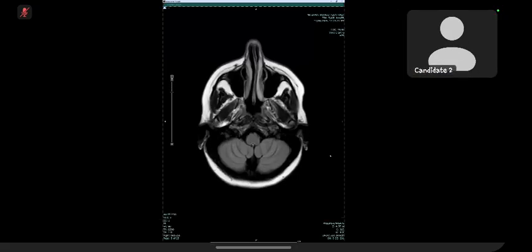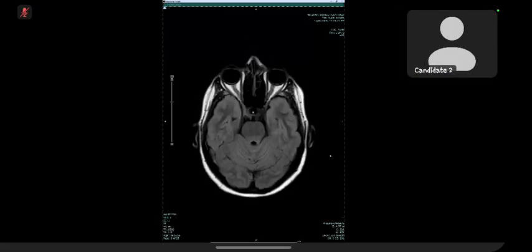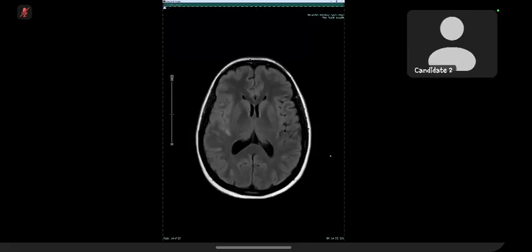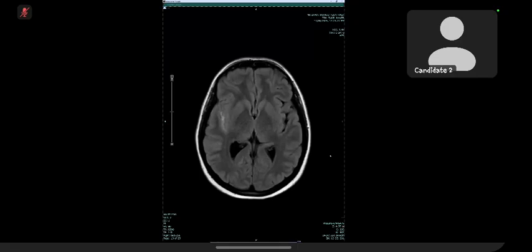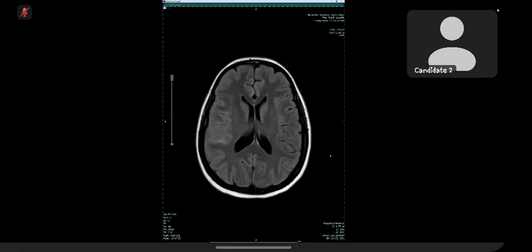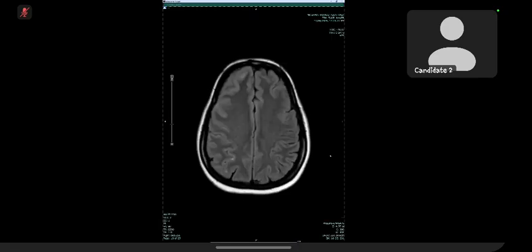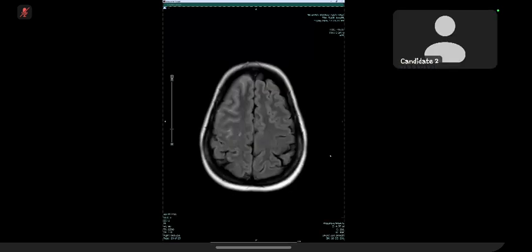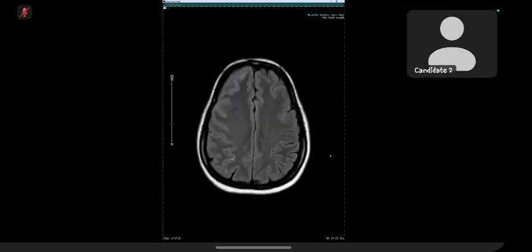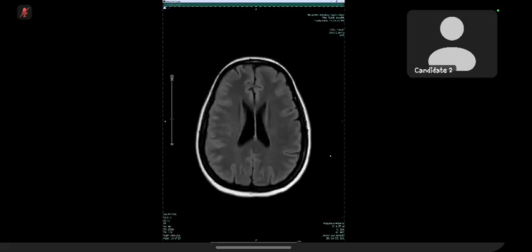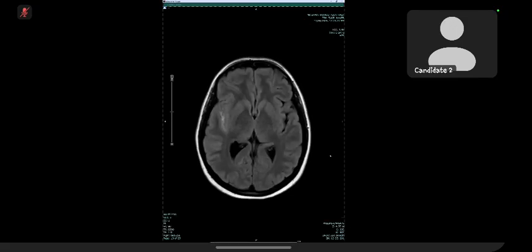These are the axial FLAIR images of the same patient, in which I can appreciate hyperintense signals involving the right Sylvian fissure and the sulci of the right frontal and parietal lobes, extending up to the level of the high parietal region. These are FLAIR hyperintense signals. Next, I would like to check the T1 sequences.